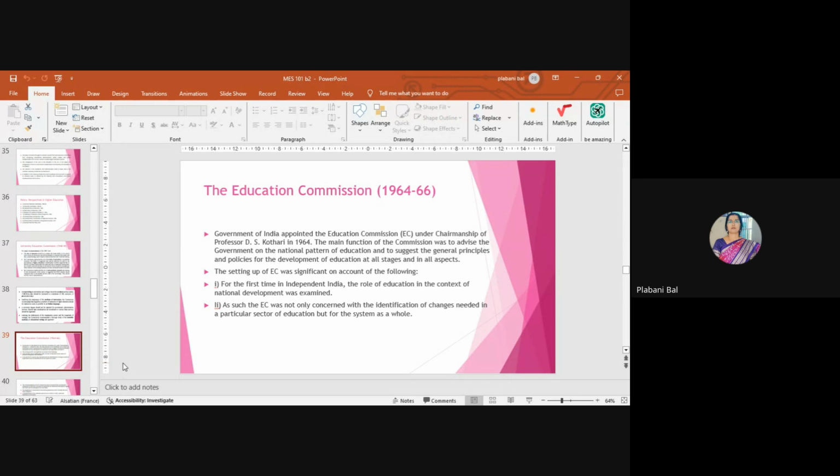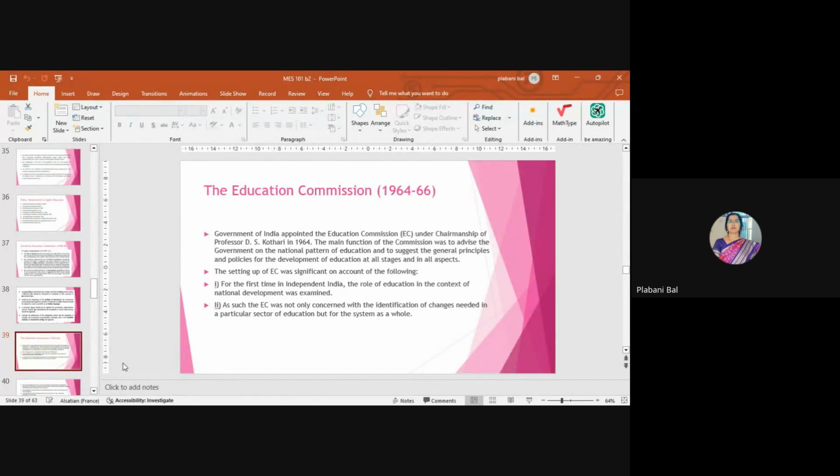The Education Commission 64-66 was headed by Professor D.S. Kothari. And the main function of the commission was to advise the government on the national pattern of education and to suggest the general principles and policies for development of education at all stages and in all aspects.